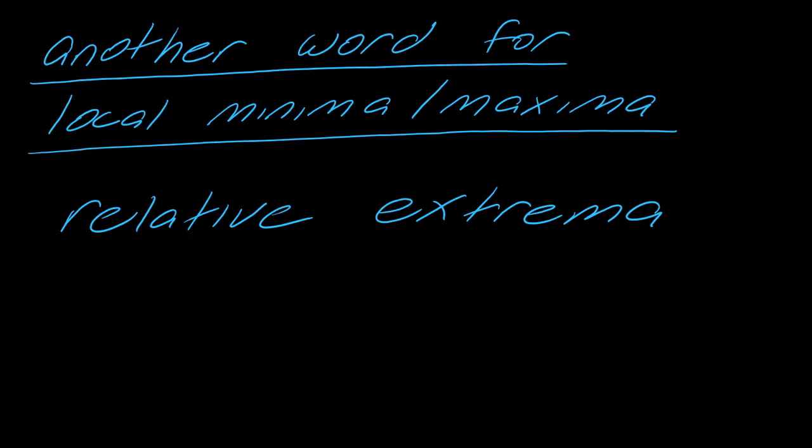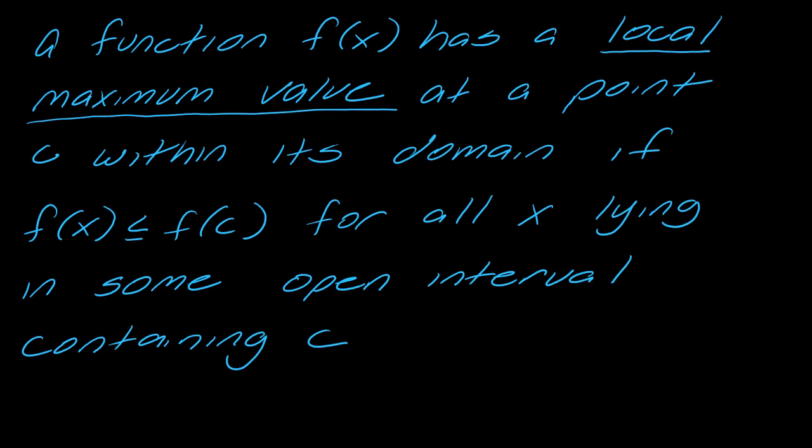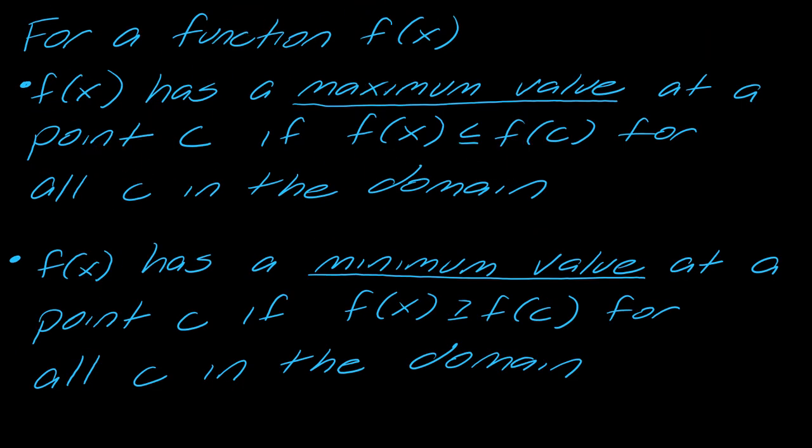Actually, before I do that, I want to mention that another word for local max and min would be relative extrema. Okay, for absolute max and mins, check this out. f of x has an absolute maximum value at a point c if f of x is less than or equal to f of c for all x in the domain. And for the minimum value, very similar: f of x is greater than or equal to f of c for all x in the domain. So the difference between local versus absolute is that with local, you have this loosely defined for all x lying in some open interval, versus with absolute, it's for all. Just a little distinction there.